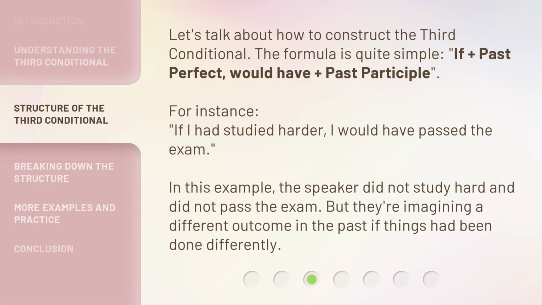Let's talk about how to construct the third conditional. The formula is quite simple. If plus past perfect, would have plus past participle. For instance, if I had studied harder, I would have passed the exam. In this example, the speaker did not study hard and did not pass the exam. But they're imagining a different outcome in the past if things had been done differently.